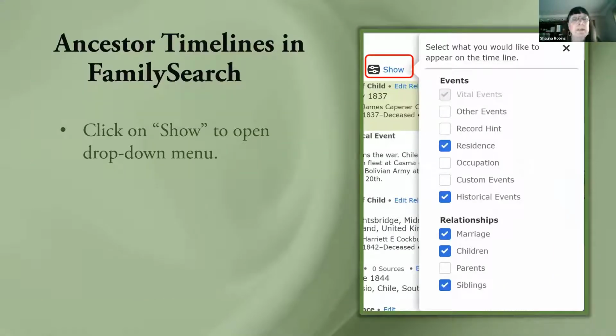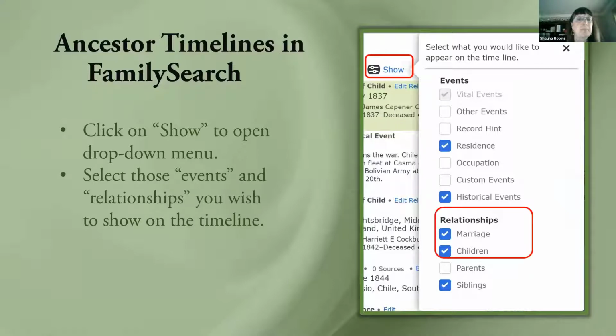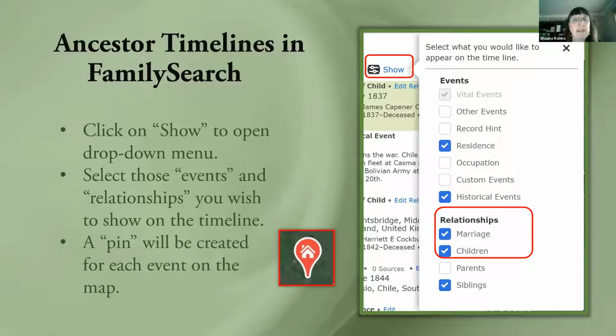If you go to another button on the timeline menu, there is a show button, and if you hit that, it will give you a drop-down menu, and then you can choose which of the events or relationships you want to show on your timeline. So it helps you customize it to what you want to look at. You select the events or relationships that you want to show. And for each event that is selected, a red pin, like this, will be created for each event on the map.